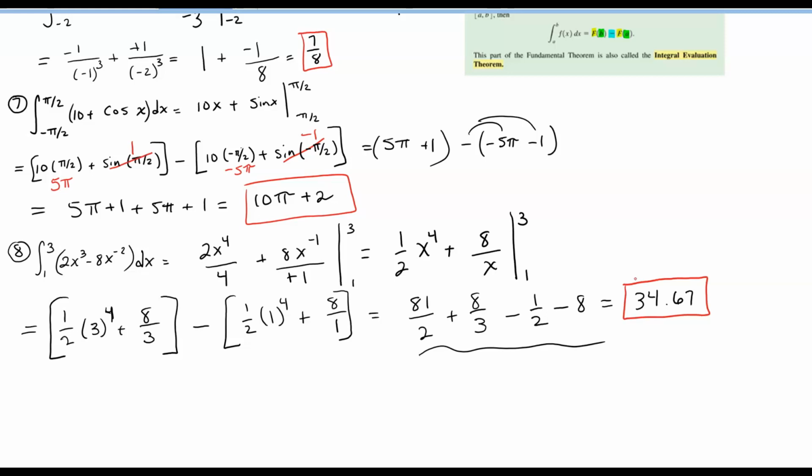All right, so some really nice solid examples on applying the fundamental theorem of calculus. Remember, when you're working with the fundamental theorem of calculus, the idea is you take the antiderivative, you evaluate it at the limits of integration, and then you find the difference. Okay, so that is the fundamental theorem of calculus, integral evaluation theorem.